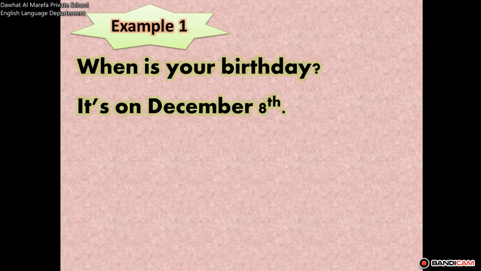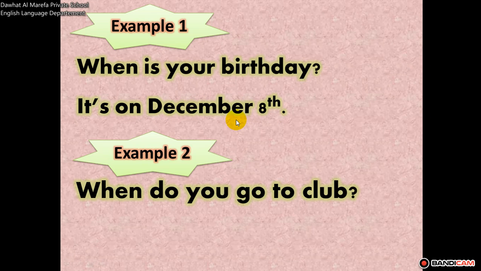It's on December 8th. You have on December because it has 8th, it's not only December. The second example is when do you go to the club? You are going to say on Fridays. So you have to ask about time using when. But if you're going to ask about o'clock, you have to use what time, not when.